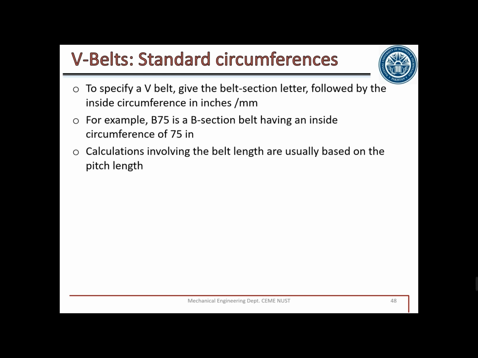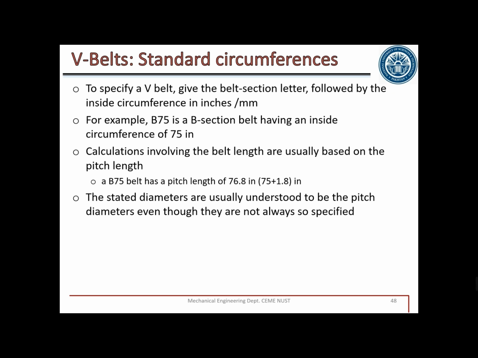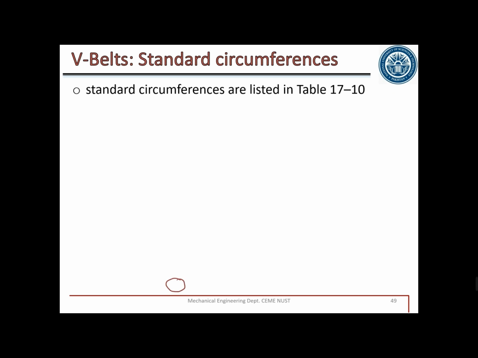Calculations of the belt length are usually based on the pitch length. B75 length has a pitch length of 76.8 inches, with a 1.8 inch correction factor. The stated diameters are usually understood to be pitch diameters. So any diameter of a given sheave or pulley will be considered as the pitch diameter. It will not be mentioned whether it is inner diameter or outer diameter. We will take it as the pitch diameter.